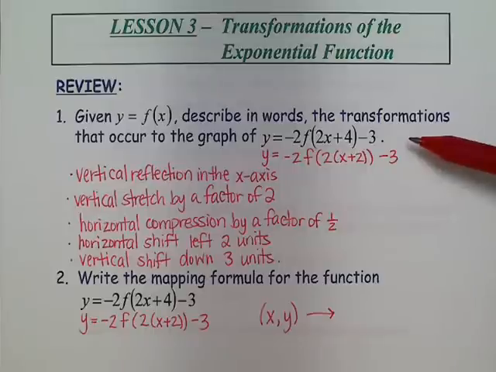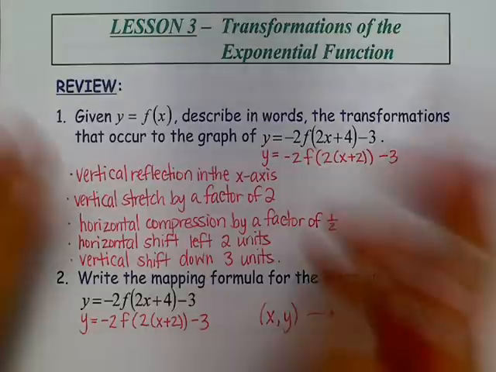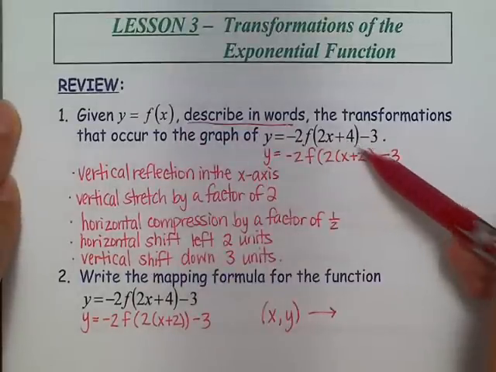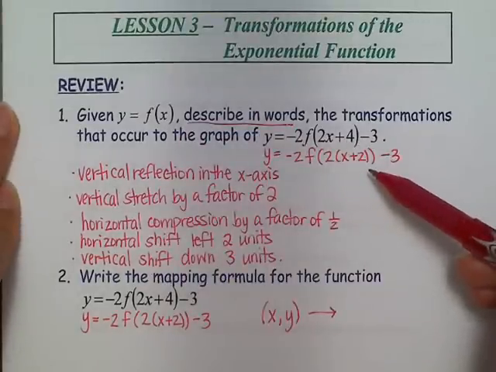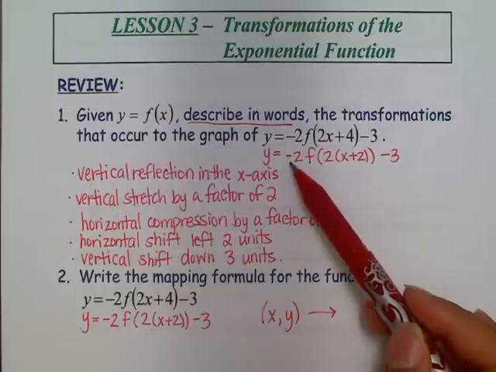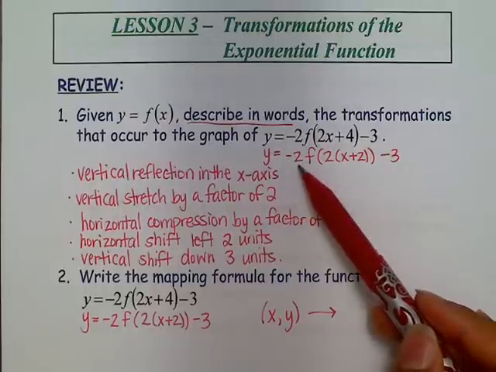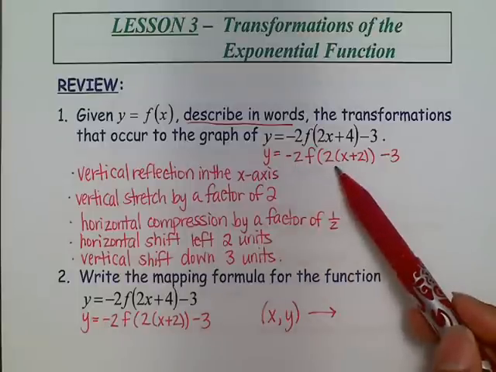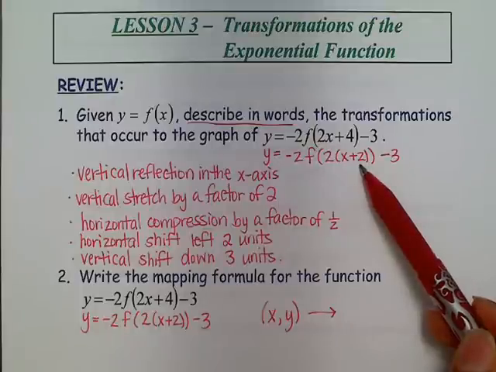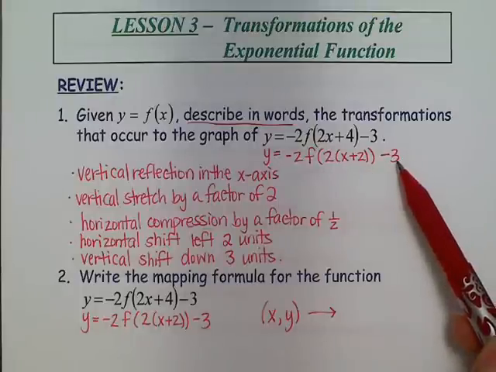Now remember that when you are describing transformations, and it does tell you to describe it in words, you want to make sure that the horizontal transformations are in factored form. So first thing I did is factor it, and now we can look at the different transformations. The first transformation that I see is a vertical reflection in the x-axis. Second one is a vertical stretch by a factor of 2. Then we have a horizontal compression by a factor of a half, a horizontal shift to the left 2 units, and a vertical shift down 3 units.